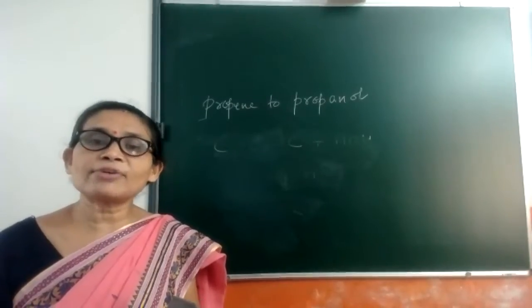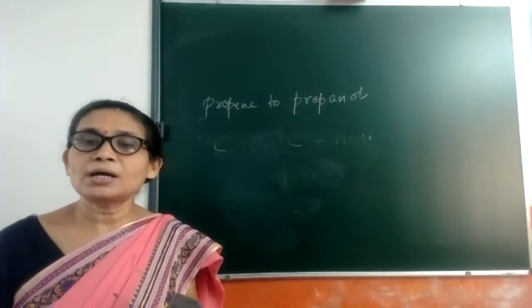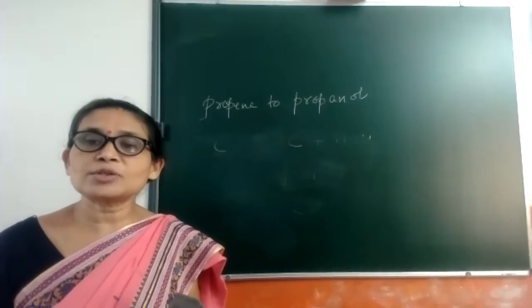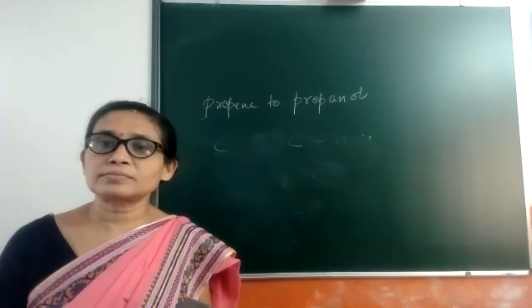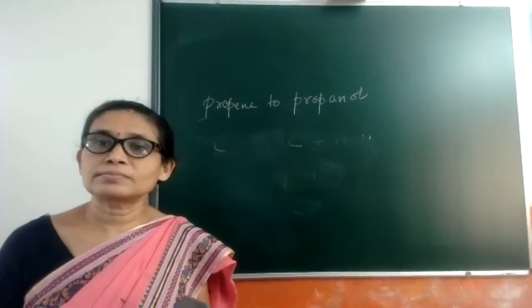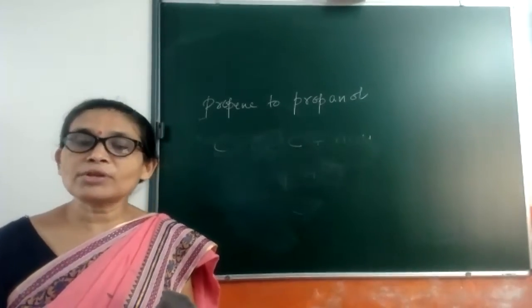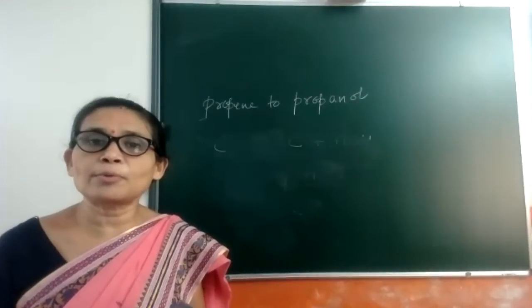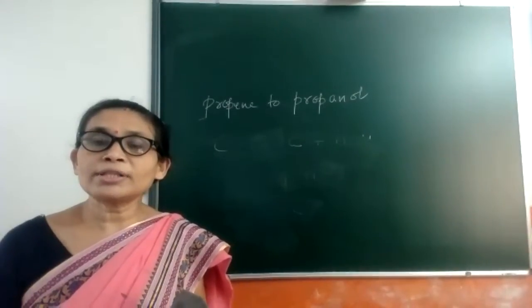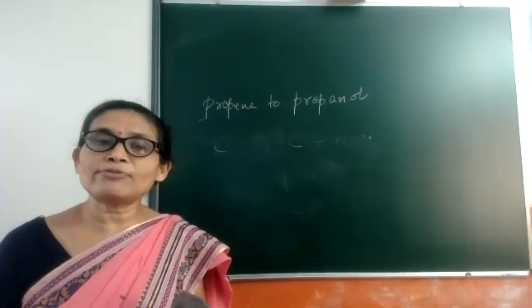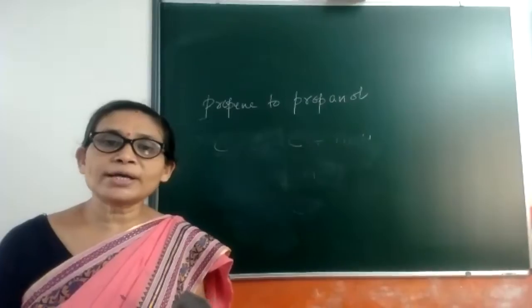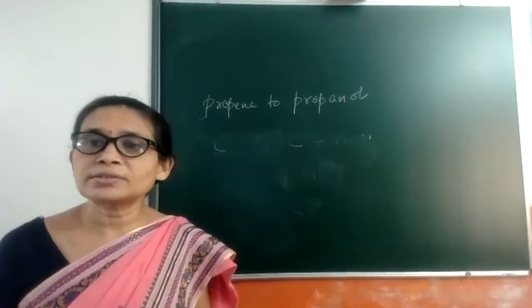So start writing the first step. Propene, you will add HBr in presence of peroxide. Then what will be the product? Bromopropane or 1-bromopropane. Now in the second step, what you have to do? Only you have to replace Br with OH. Then you can use aqueous KOH or aqueous NaOH.